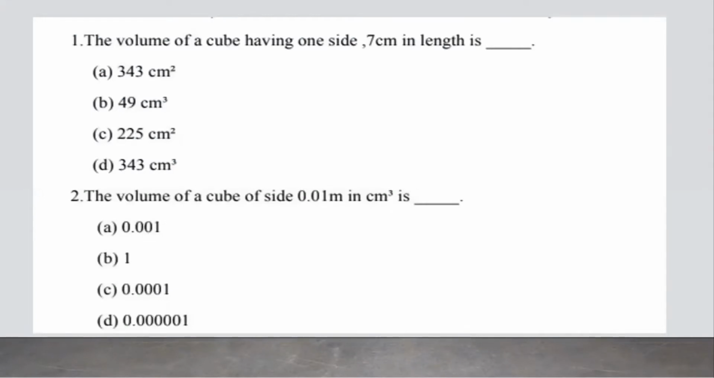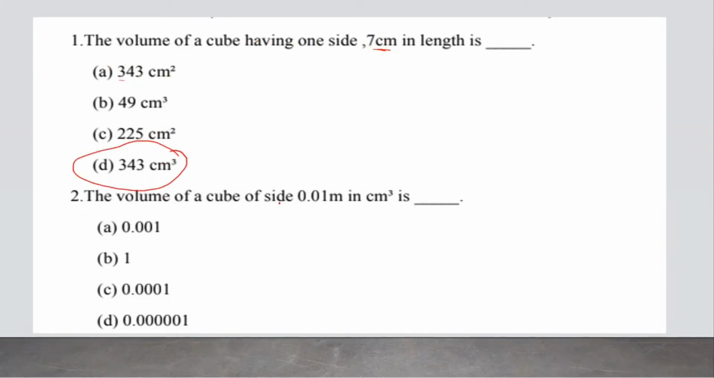The volume of a cube having one side 7 centimeter in length. Now side is 7 centimeter and it's a cube. And volume of a cube is length into length into length, right? So it is going to be centimeter cube. So cube of 7 is 343. Now do not get confused between this and this. So the unit of volume is going to be centimeter cube. So this is going to be our answer.